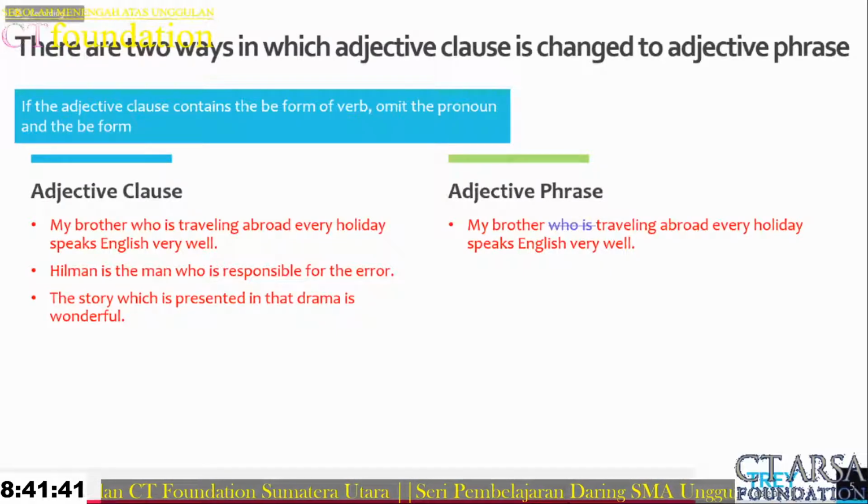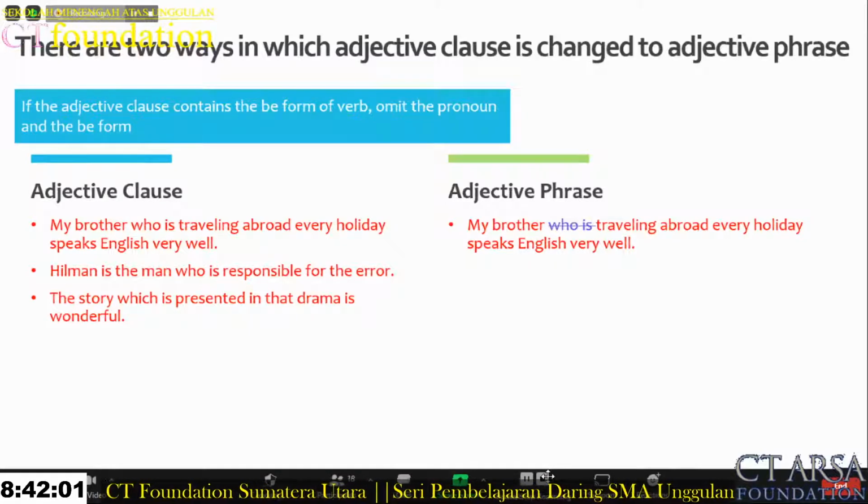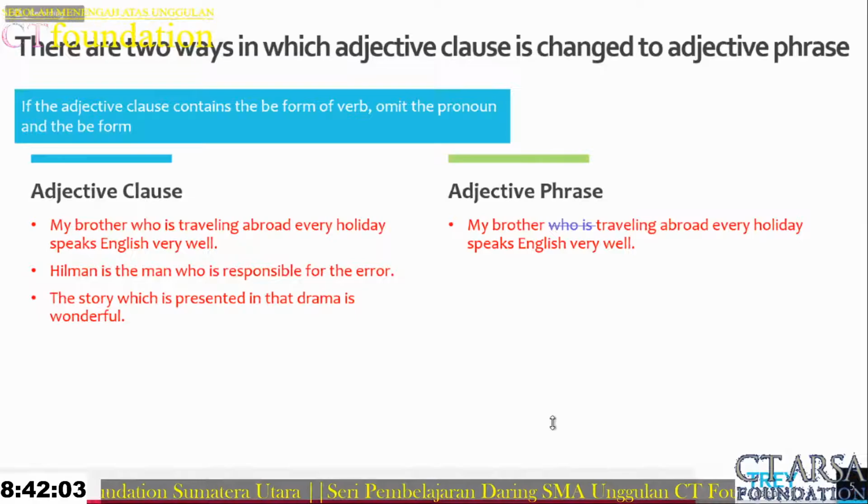Yeah, but the structure is different. One is an adjective clause, one is an adjective phrase. The meaning is the same. If you were translating into Bahasa Indonesia, the adjective clause, "my brother who is traveling abroad every holiday speaks English very well," becomes: Saudara saya yang bepergian keluar negeri setiap liburan, dia bisa ngomong bahasa Inggris sangat bagus, sangat lancar.